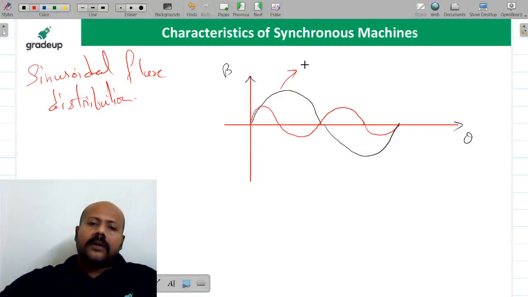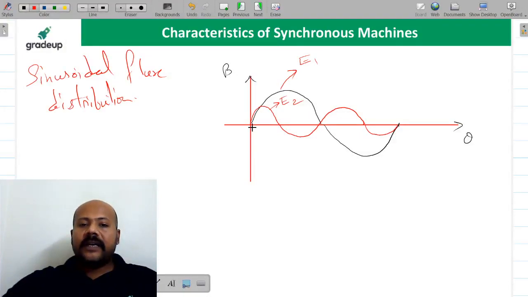Suppose this is your fundamental, and suppose this is the even harmonic, the second harmonic. For one cycle of the fundamental, it has two cycles of the second harmonic. I want to show you why even harmonics are not present and only the odd harmonics are present.